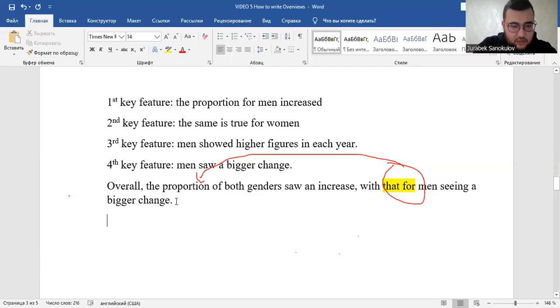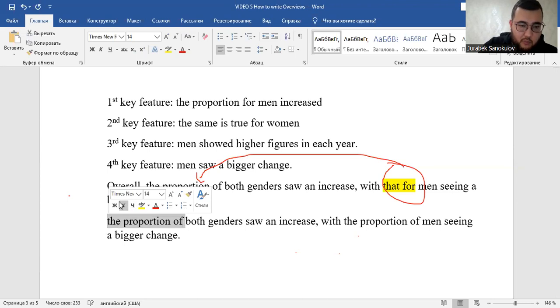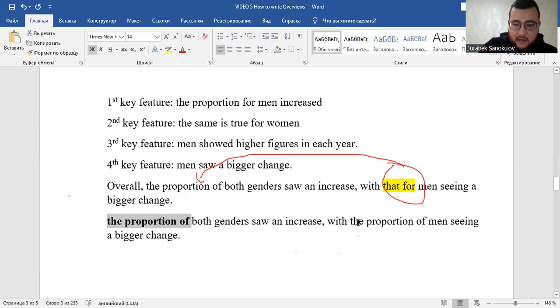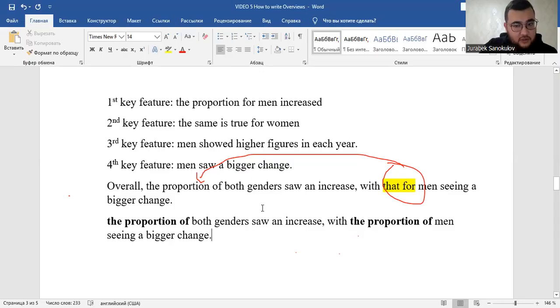The sentence should have been like this, with that for the proportion of men seeing a bigger change. Now, if you pay attention, I used the word proportion twice. And instead of repeating the same word twice, I avoided that and used the words "that for" to replace it. So that's how you should do it.